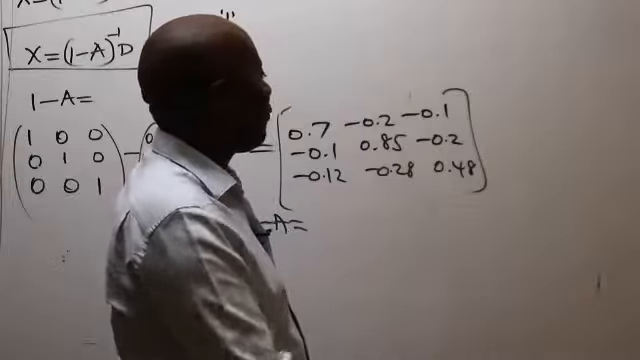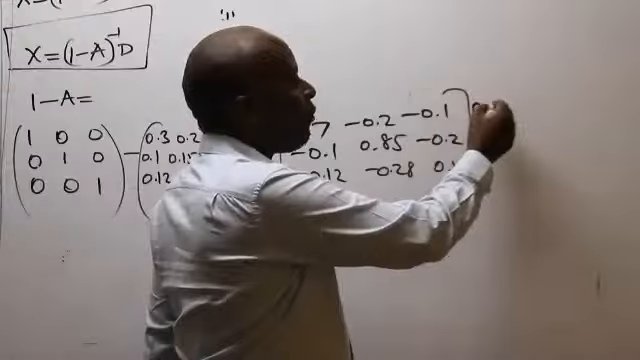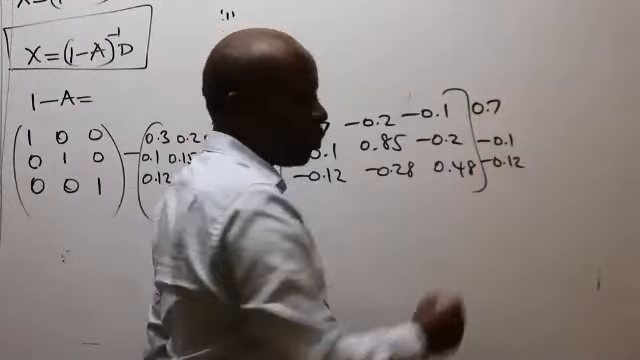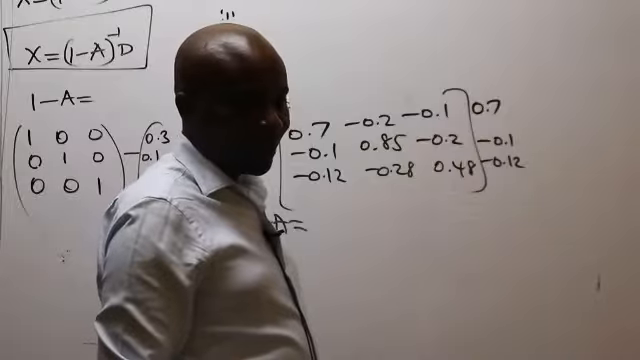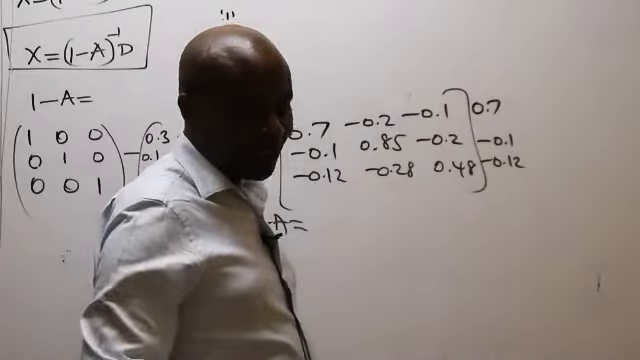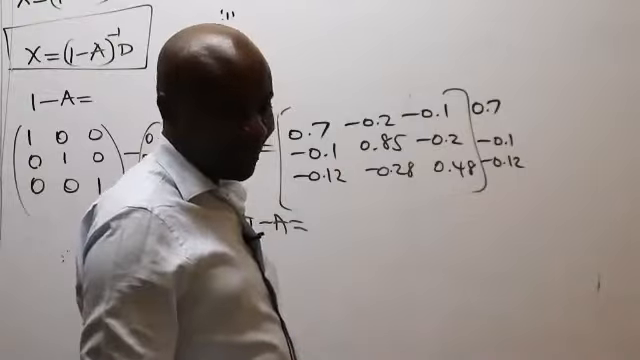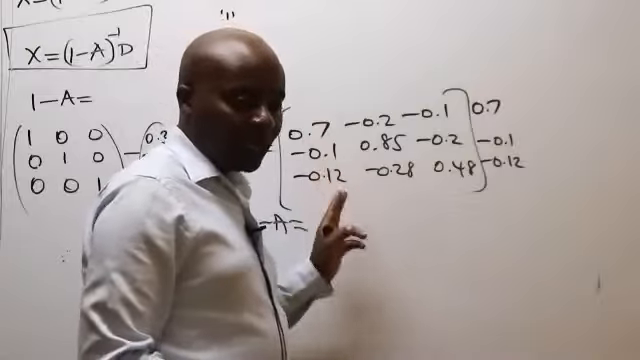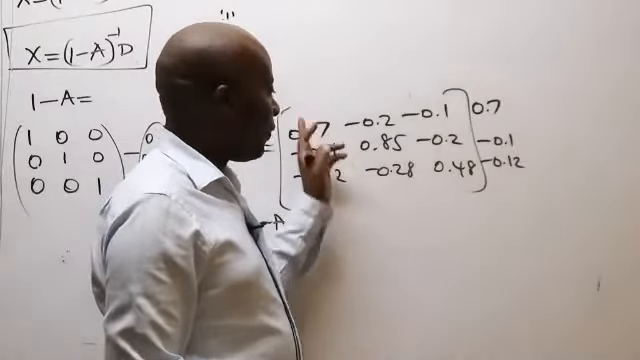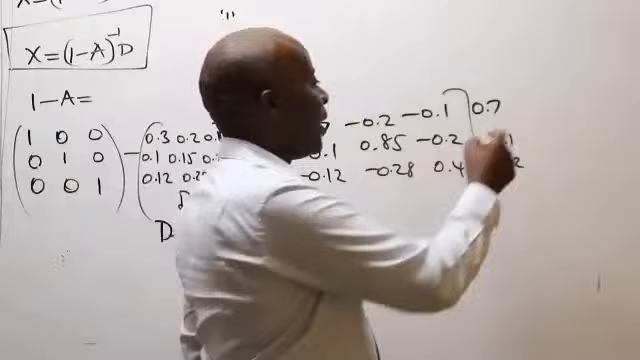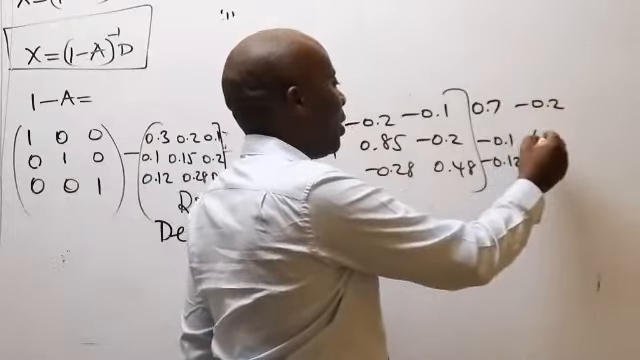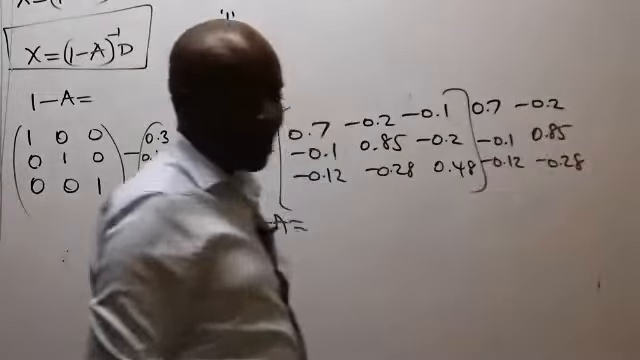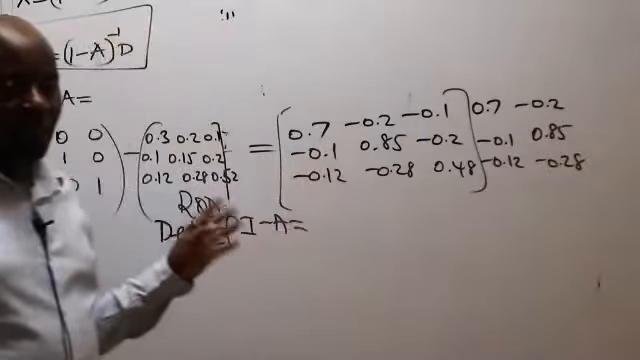come and duplicate the first two columns here. So we have 0.7, we have minus 0.1, we have minus 0.12. Thank you very much, Veni, for coming out boldly with your figure. Yes. So come and duplicate the first two columns, Miriam. The first two columns here, you'll come and duplicate them here. So we have minus 0.2, we have 0.85, and then we have minus 0.28 like that. It's a rule. You duplicate the first two columns.